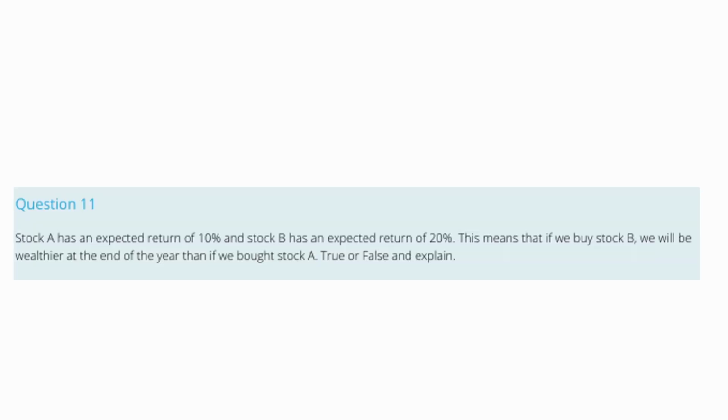The statement is false. Expected return does not mean realized return. On average, we would make more money from stock B over the course of the next year. We do not get to repeat next year 10,000 times and take the average. Instead, we get one shot. It's possible stock B will earn quite a bit less than expected return, and stock A will earn quite a bit more.